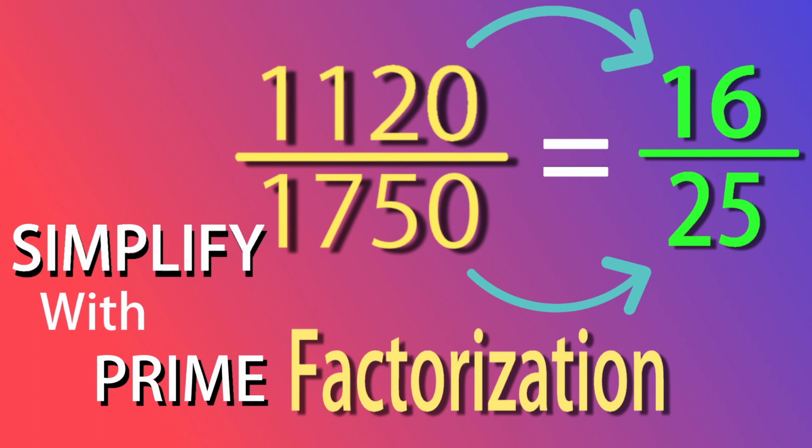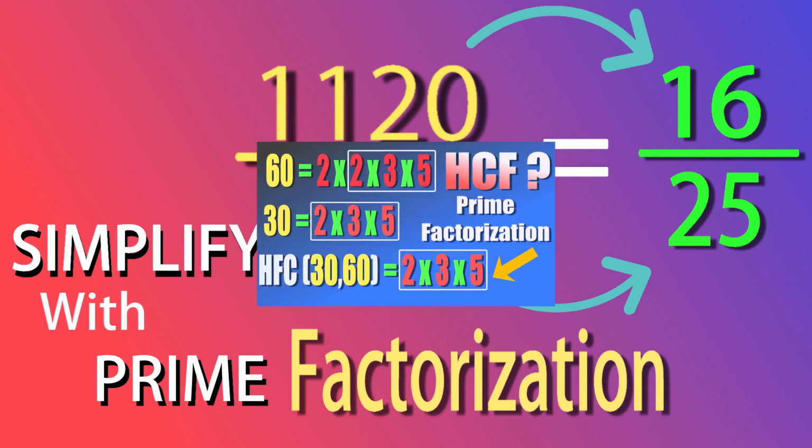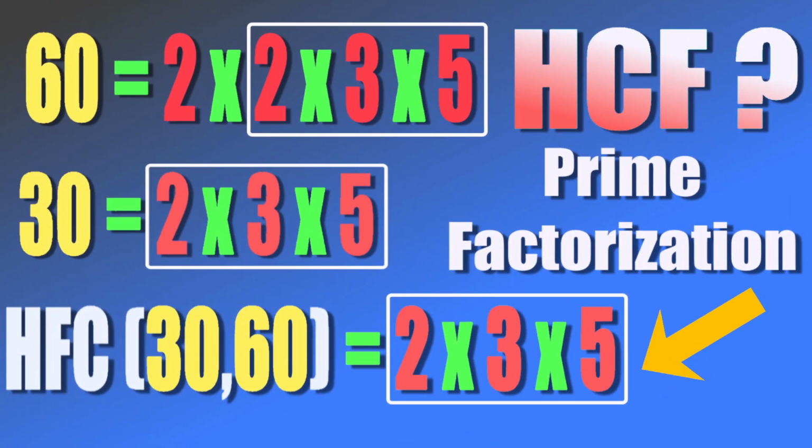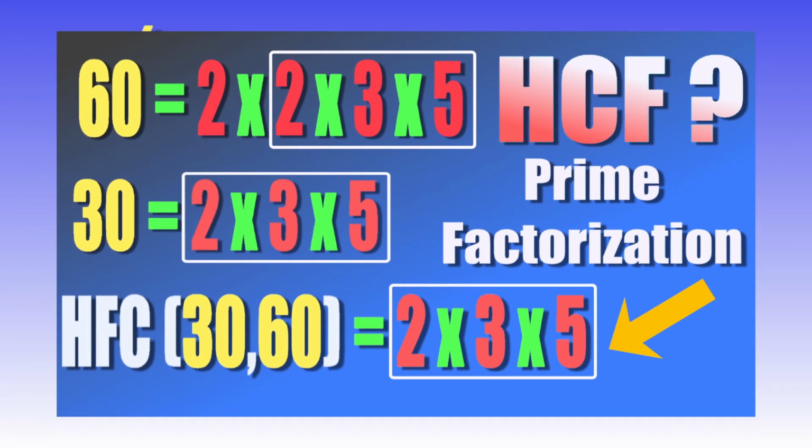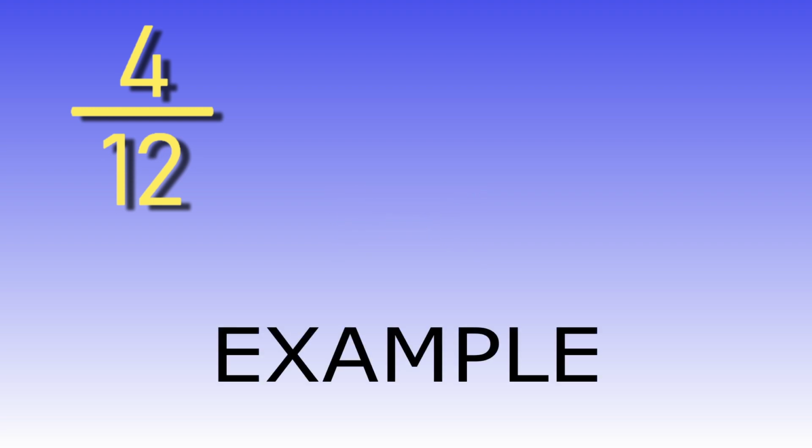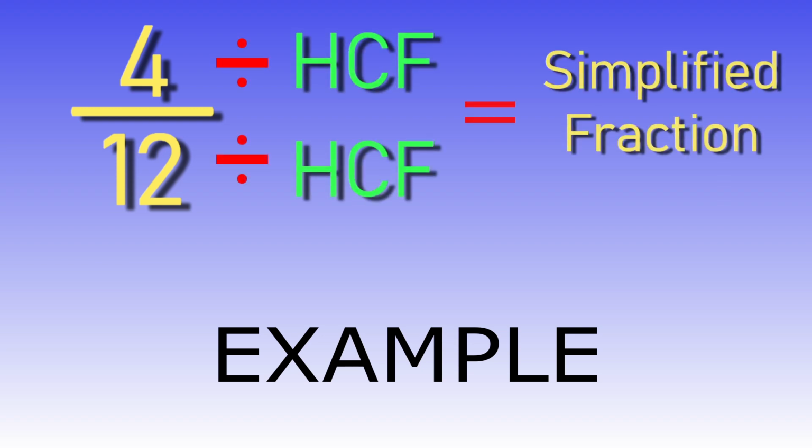In our last lesson, linked in the description, we learned how to find the highest common factor of two numbers using prime factorization. Knowing the highest common factor of two numbers is very useful when you are asked to simplify fractions, sometimes called reducing fractions. If you can find the highest common factor of the numerator and denominator of a fraction, you can divide both by the highest common factor, and that will give you the fraction reduced to its simplest form.